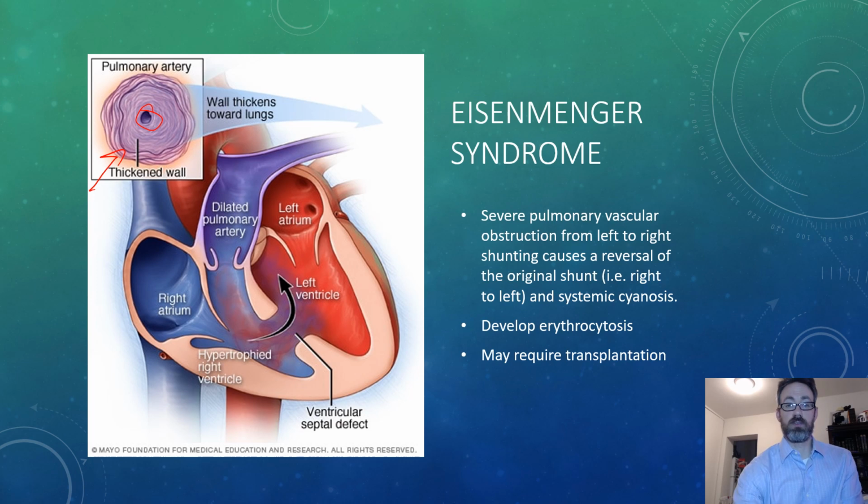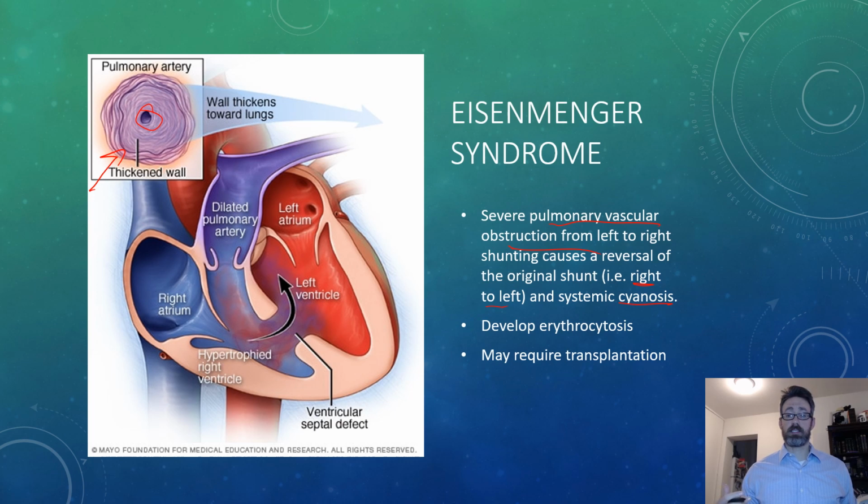And so if you have severe pulmonary vascular obstruction, now you are going to shift from left to right to right to left. And when that happens, cyanosis occurs. So that acyanotic lesion over time can become cyanotic because of increasing and rising pressures in the pulmonary vasculature.